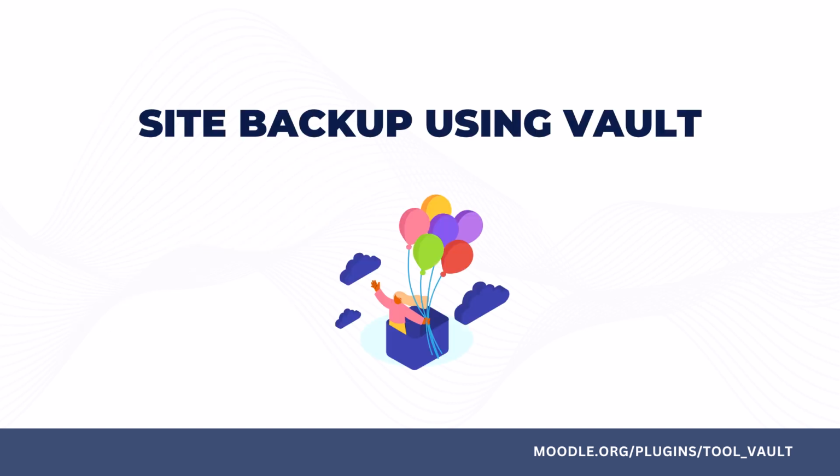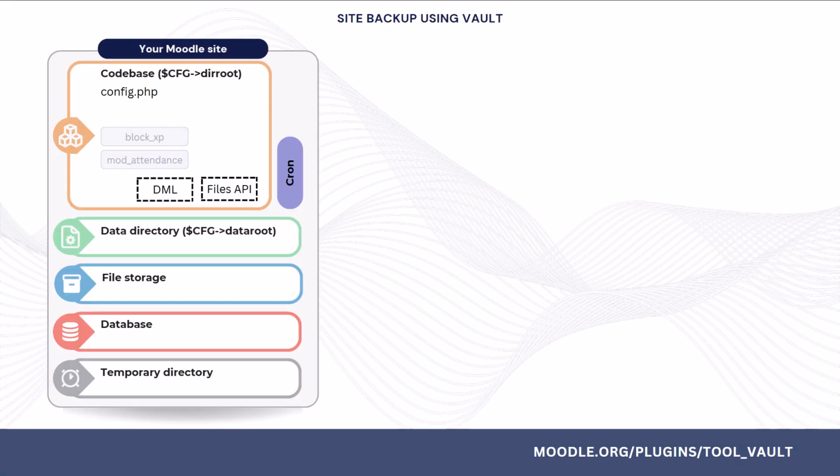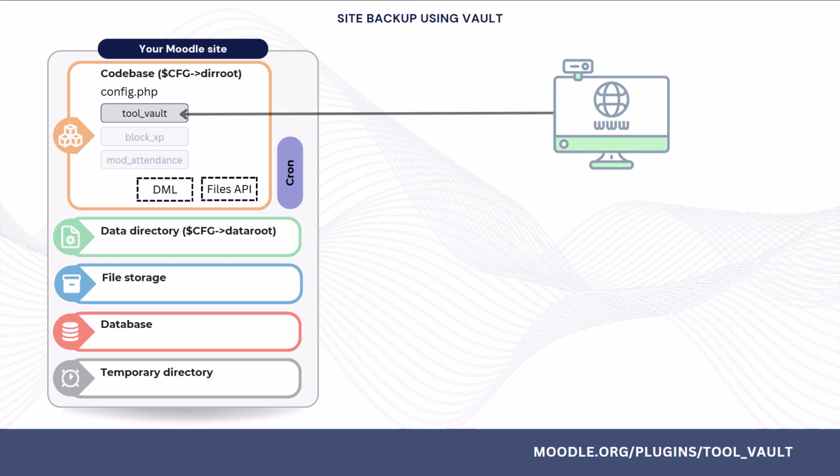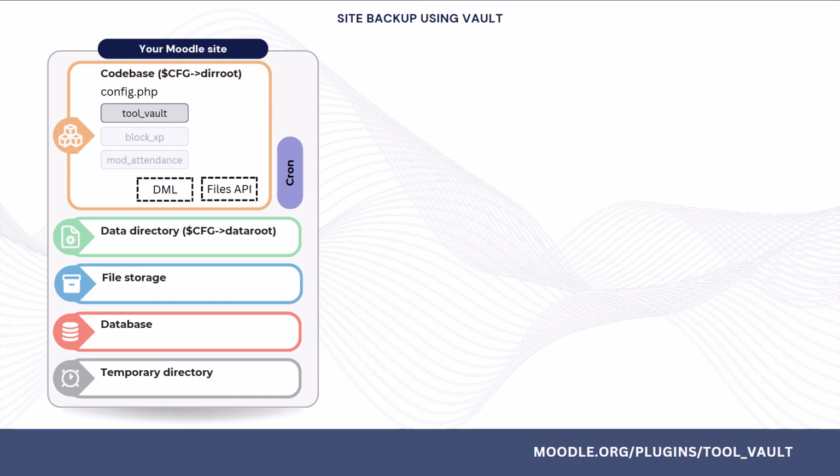Now let's see how to migrate a Moodle site using Vault. On your source Moodle site, the first step is to install the Tool Vault plugin, just like you would with any other Moodle plugin. Once it's installed, go to the web interface, open Vault Site Backup and Migration, and request a site backup. At the next cron run, Moodle's cron process will execute a script from the Tool Vault plugin. It will automatically put your site into maintenance mode and begin the backup process.